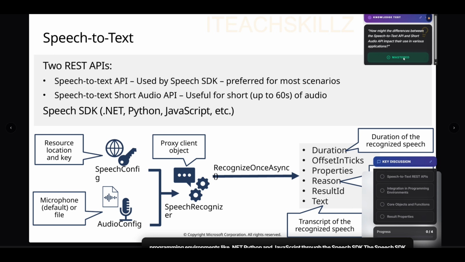The Speech SDK requires setting up resources such as location keys and proxy client objects. Additionally, it uses objects like speech-config and recognizer, which can work with inputs from a microphone or files. A key function within this setup is Recognize Once Async, designed for one-time recognition tasks. This brings us to the properties of the results, including duration and offsetting ticks. Important attributes such as reason, which might indicate recognized speech, no match, or cancelled, and result ID are part of this process. Understanding these elements helps in effectively managing speech-to-text interactions.